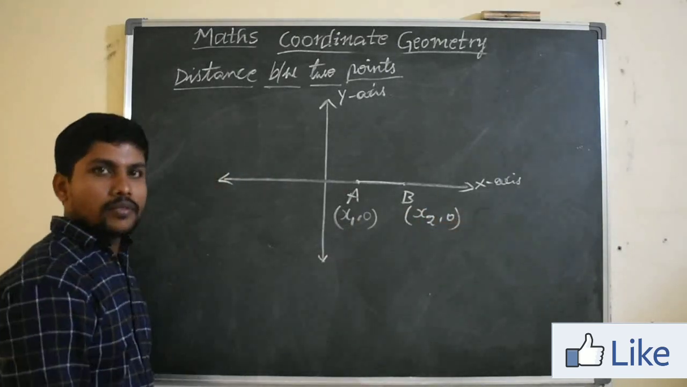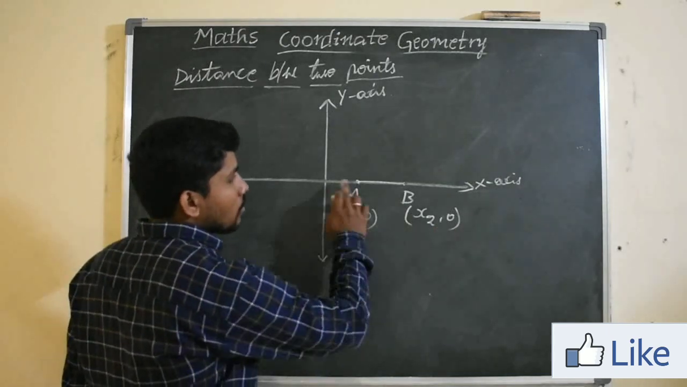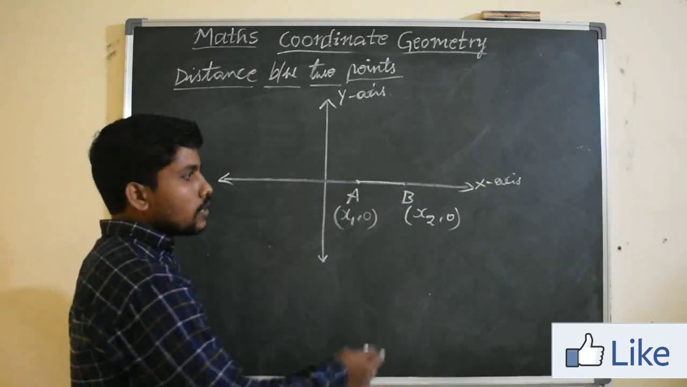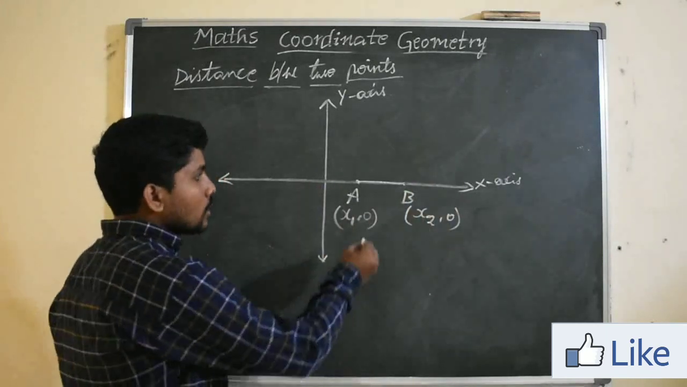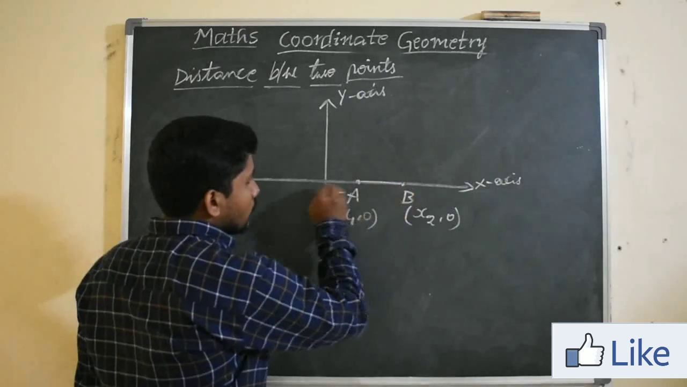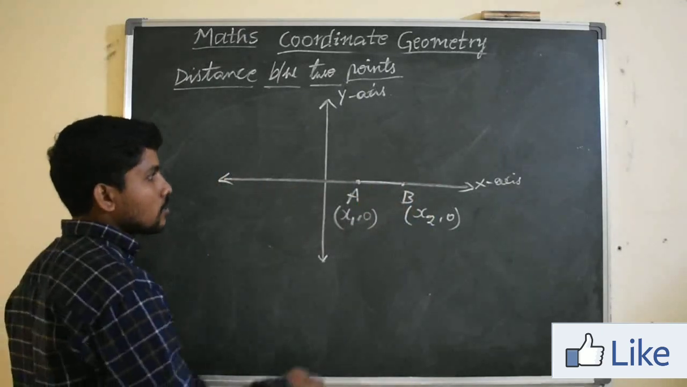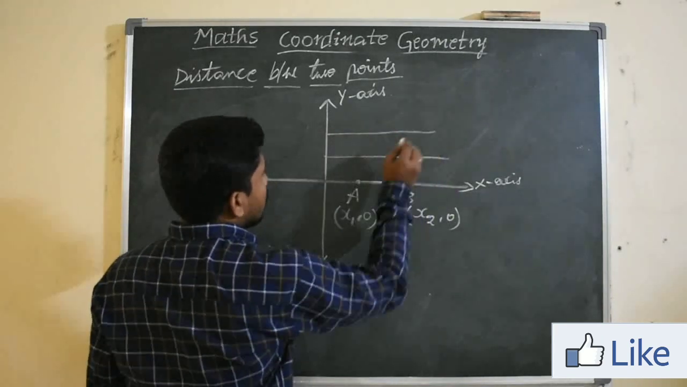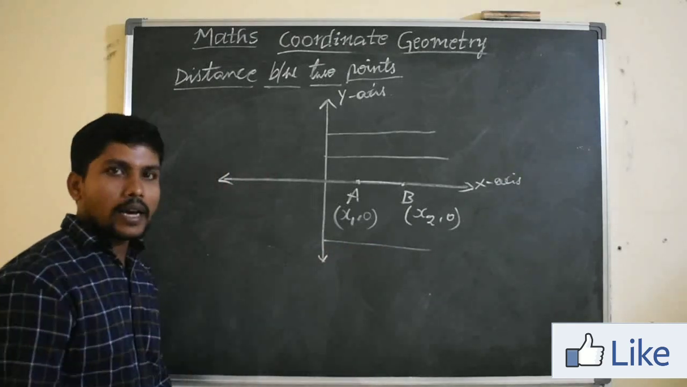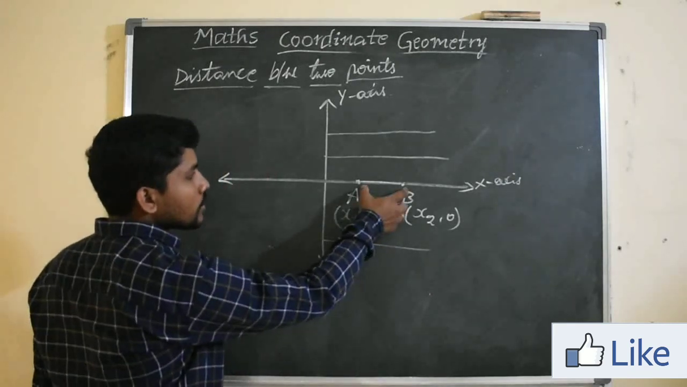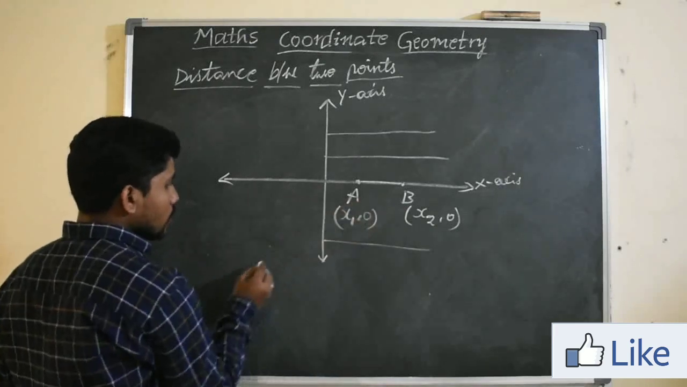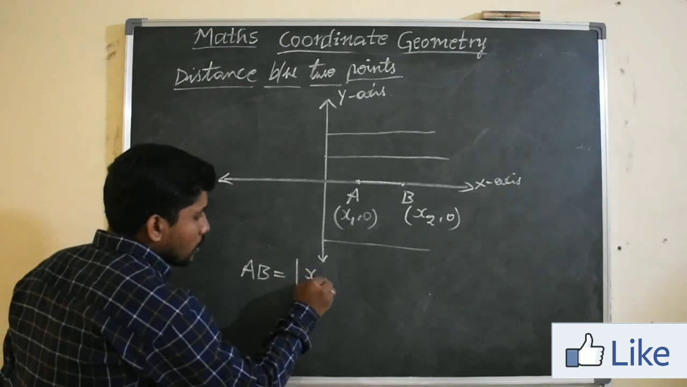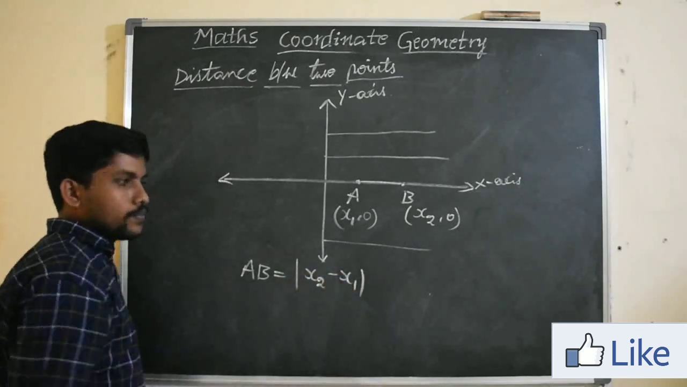What you can observe is that the y coordinate is always 0 on the x-axis. So the distance between the points on the x-axis, not only on the x-axis but also for points parallel to the x-axis. Now we have considered the 2 points on the x-axis. The distance between these 2 points, if you apply the same formula, you will get modulus of x2 minus x1.